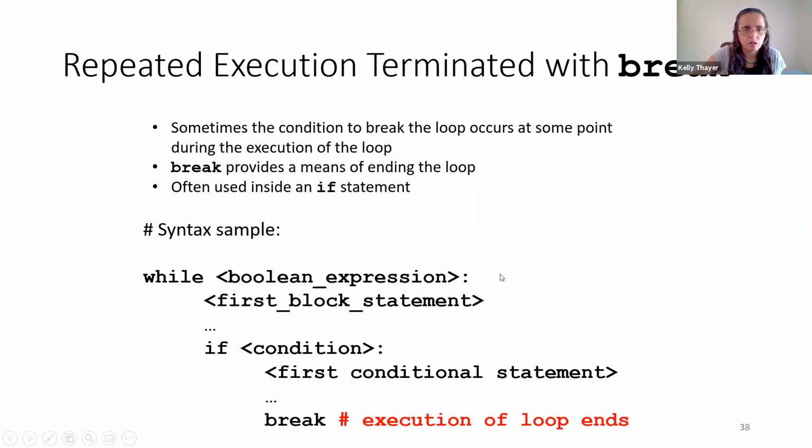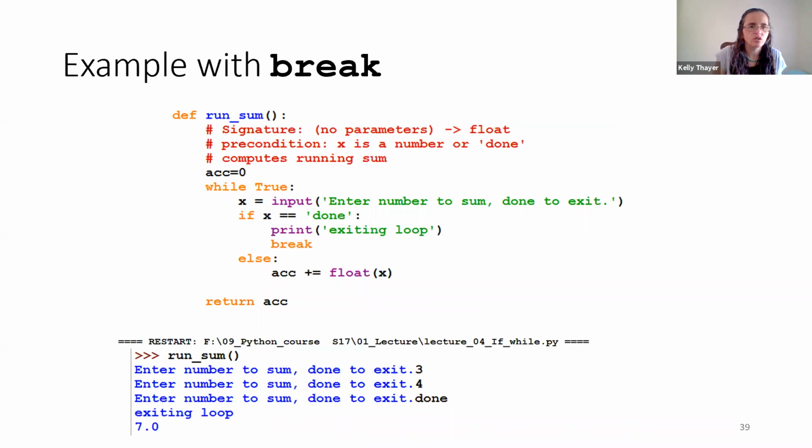So you have while some expression, first block statement, and so on. If some condition is met, the first conditional statement, so we may execute something and then we could choose to break when this condition is met. Here's an example using break. So we have this while true setup here. This in and of itself would continue indefinitely. This would be a non-terminating loop or an infinite loop.